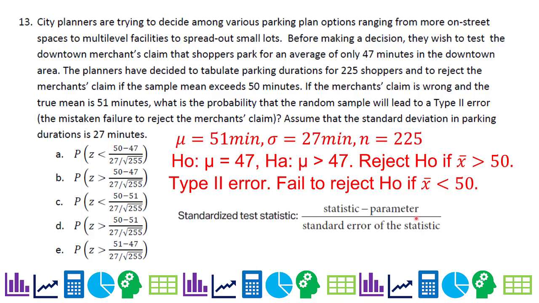So I have my standardized test statistic, since these are all written in test statistic format. And our statistic from our sample would be 50. Our parameter, our true value is 51, right? And then standard error is just going to be 27 over square root of 225, right? And that works out to choice C.